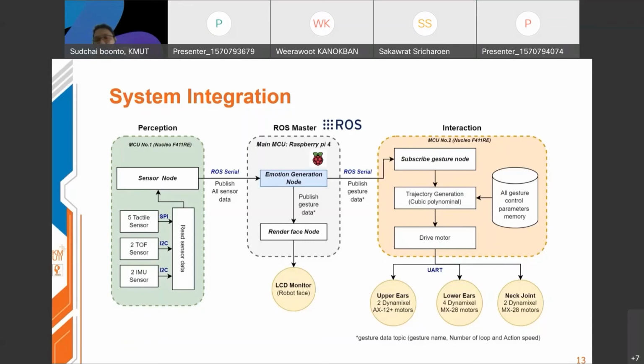The last is the interaction node. It subscribes to the gesture data to calculate the trajectory of the upper ears, lower ears, and the neck joints by using cubic polynomial trajectory generation and the control parameters of the continuum manipulators that are memorized on the MCU.